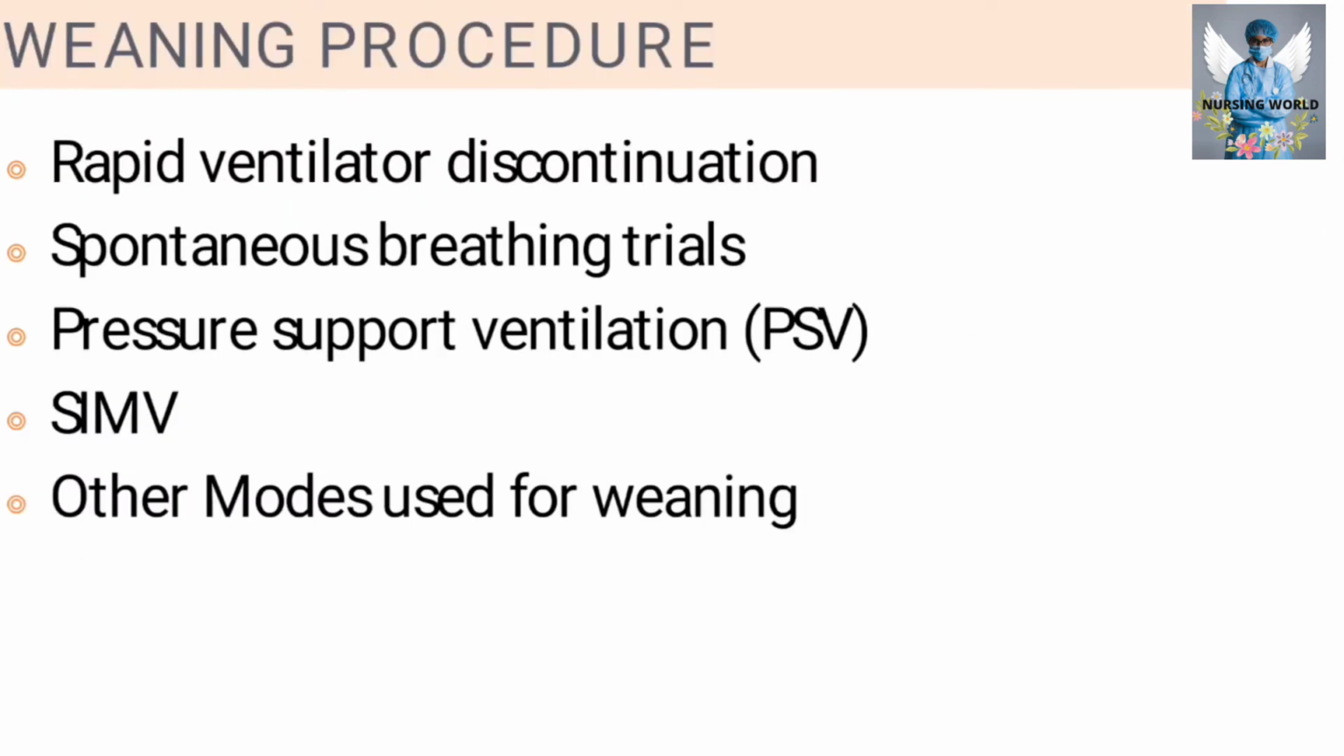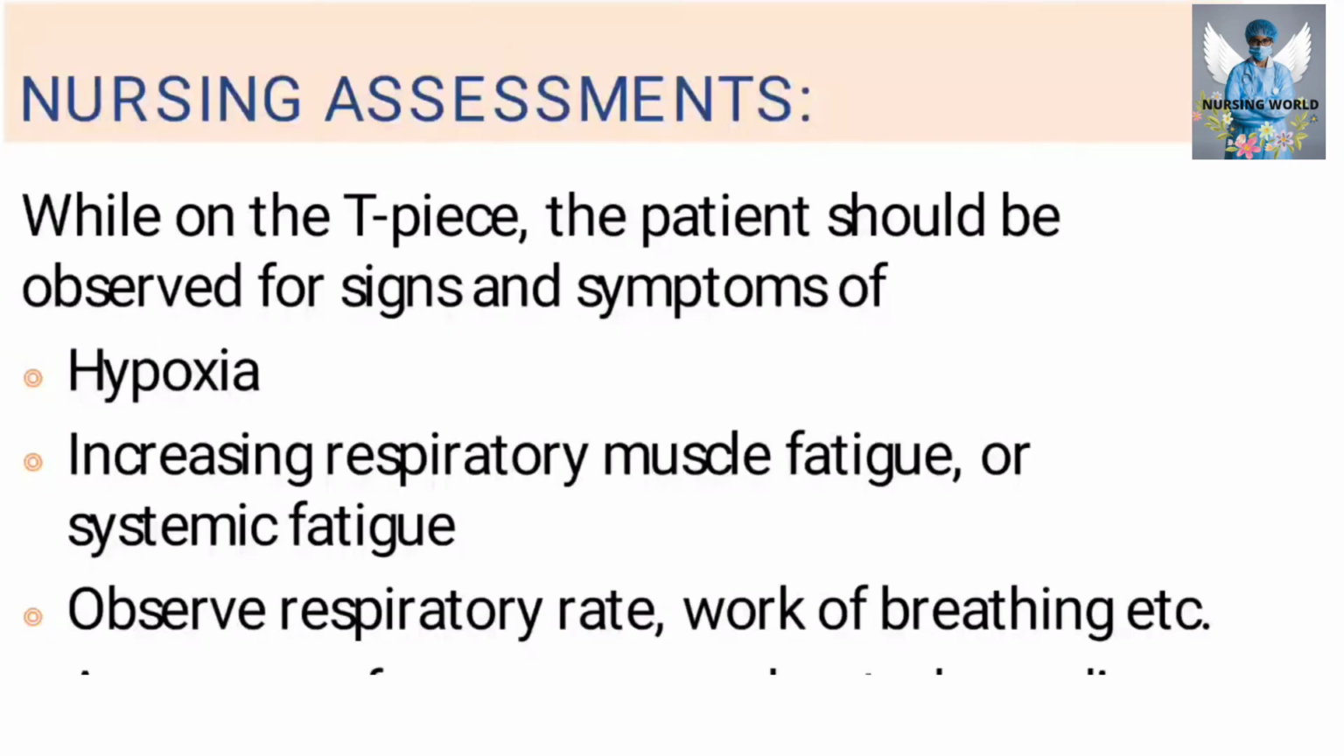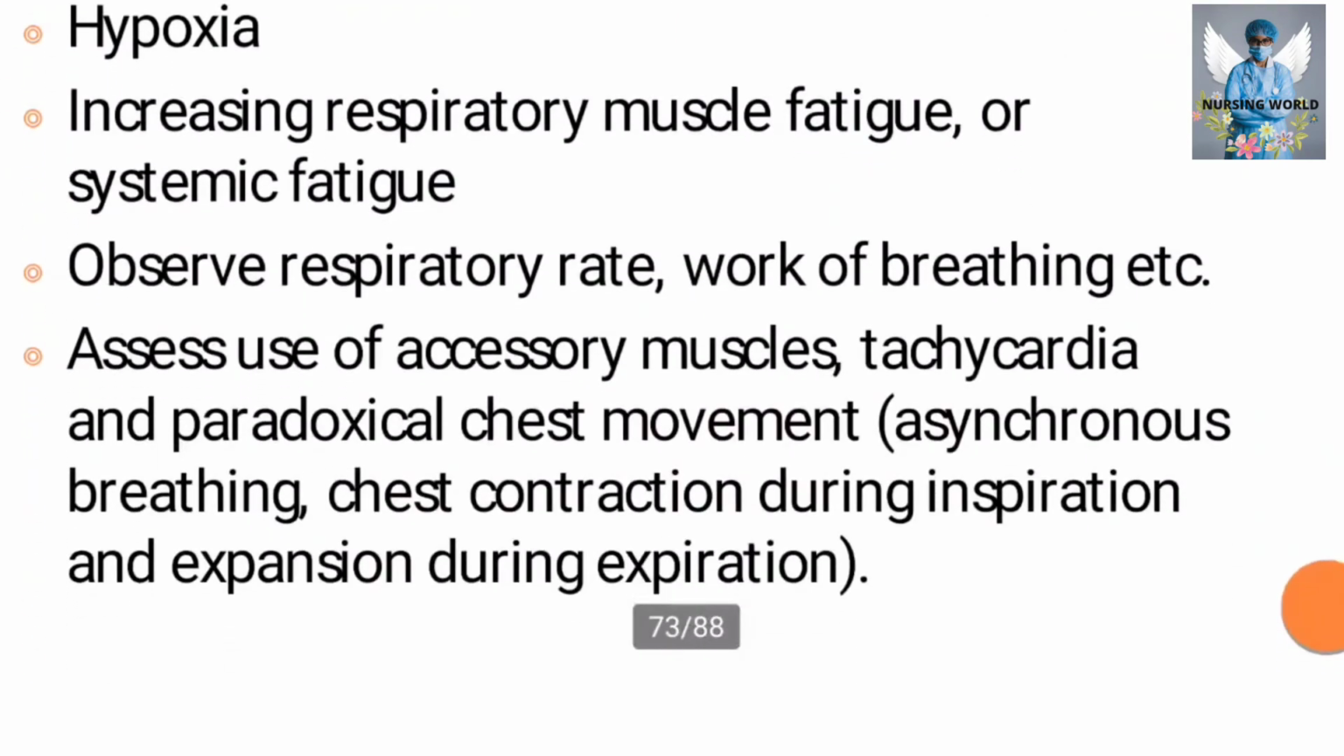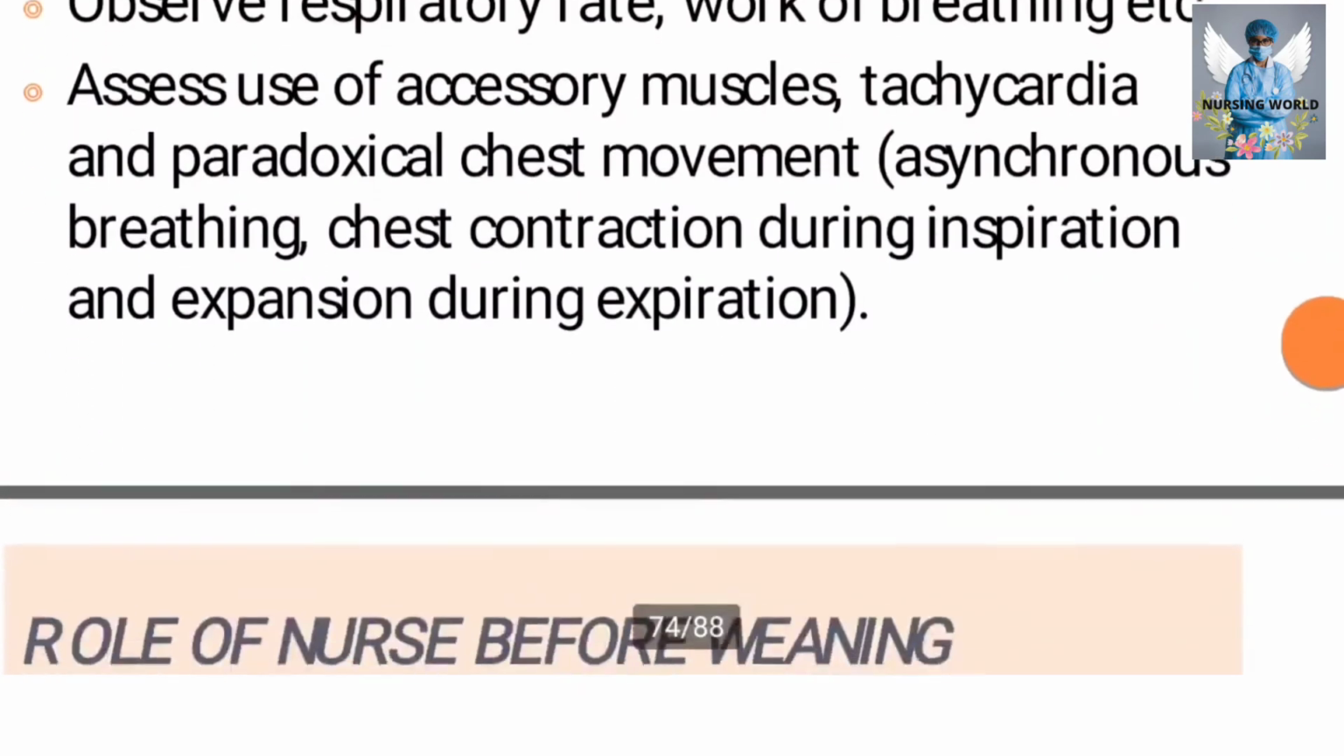Weaning procedures include rapid ventilation discontinuation, spontaneous breathing trials, pressure support ventilation, SIMV and other modes. Nursing assessment should be conducted while the patient is on weaning. While on the SBT, the patient should be observed for signs and symptoms of hypoxia, increasing respiratory muscle fatigue or symptomatic fatigue. Observe the respiratory rate and work of breathing. Assess for accessory muscle use, tachycardia and paradoxical chest movement, chest contraction during inspiration and expansion during expiration.